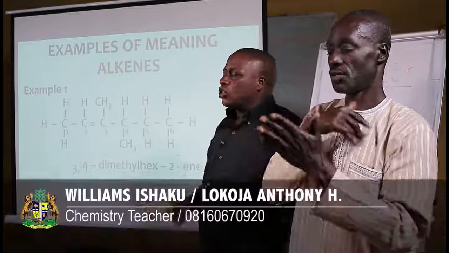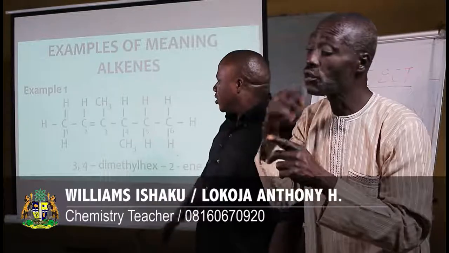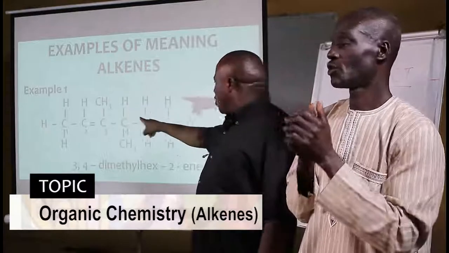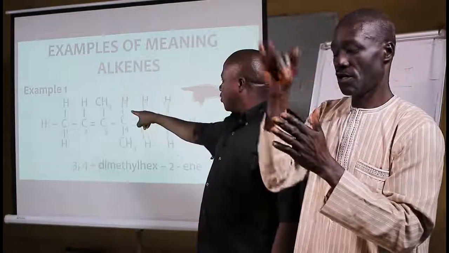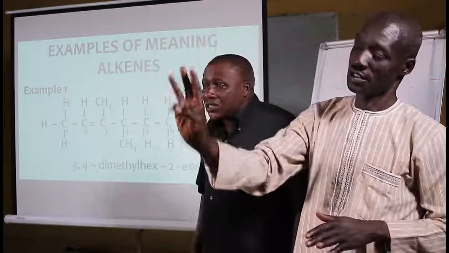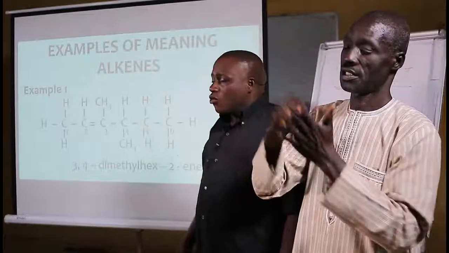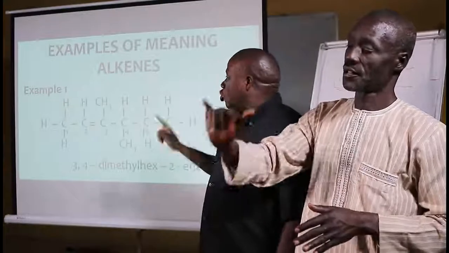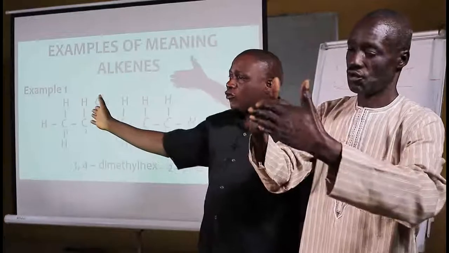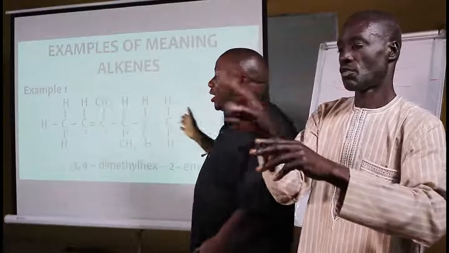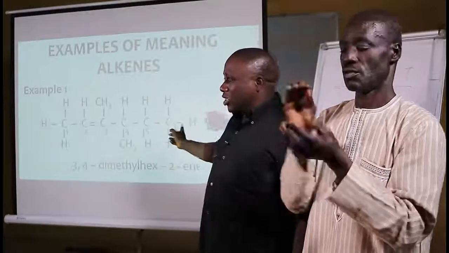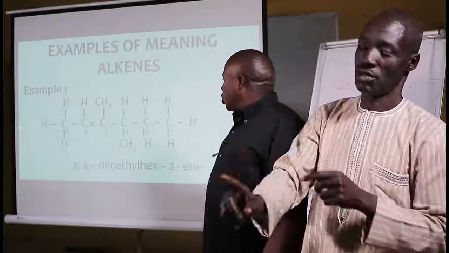The first thing to do is to identify the parent chain of this compound. My students, if you start counting, you will discover that the longest continuous chain is 6. If it is 6, it means it is hexene. The next thing we are going to do is to number. The position of the double bond is closer when you are moving from right to left. So we start our numbering, as you can see, 1, 2, 3, up to 6.